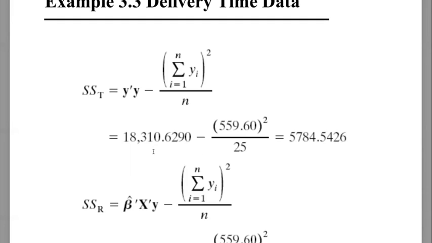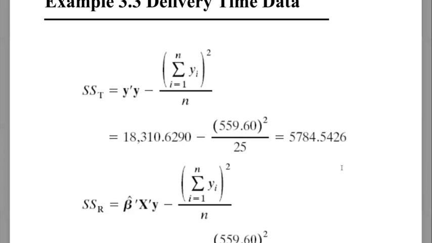To get this, one way to do it would be to square each of the y values and then add those squared values up. Then you do the subtraction and you get 5,784.5246. So that is the total corrected sum of squares for the response.